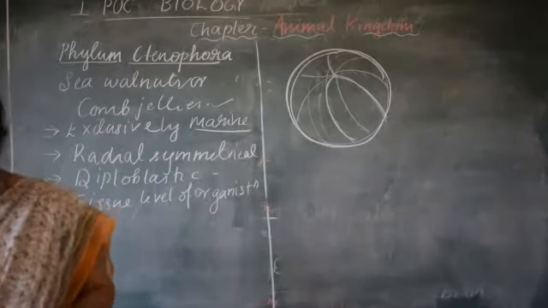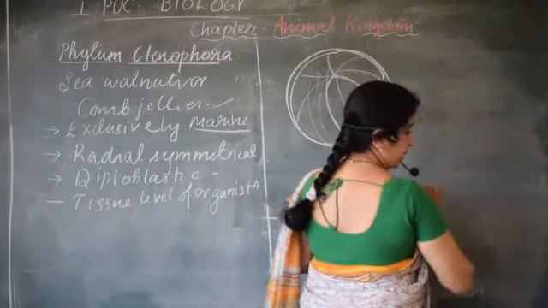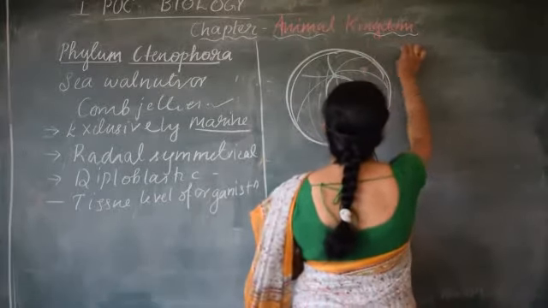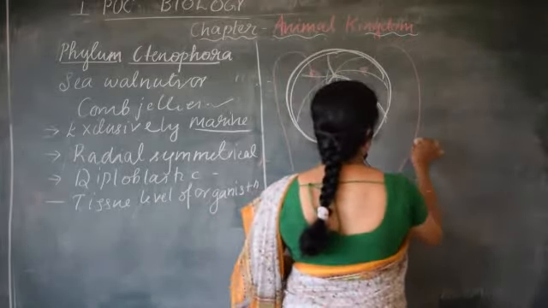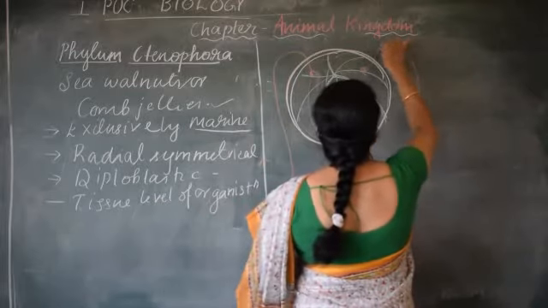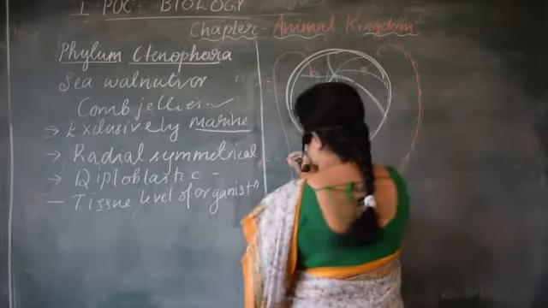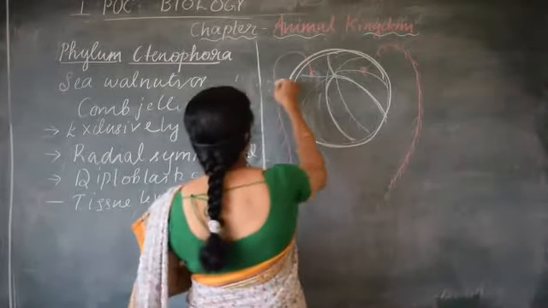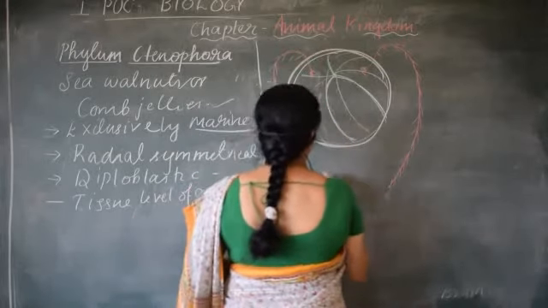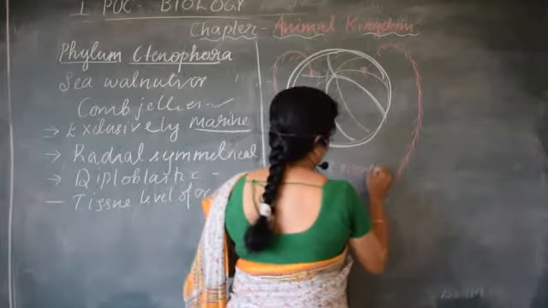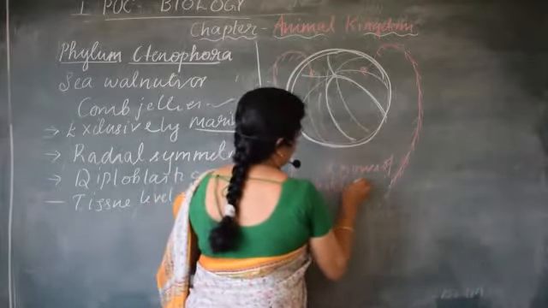Along with that you can see two large cilia also attached, which help for their locomotion. So this is the structure of Ctenophora, having 8 rows of ciliated comb plates.